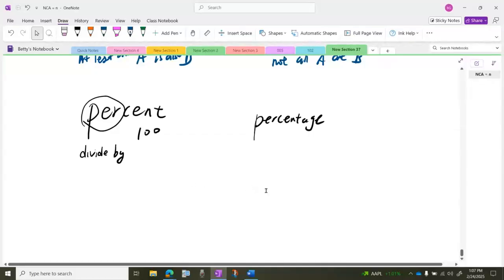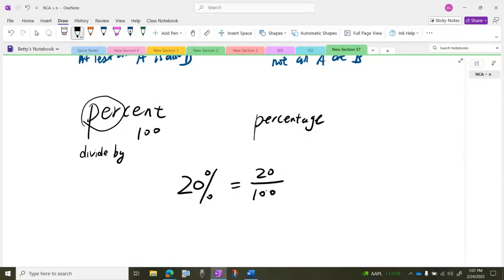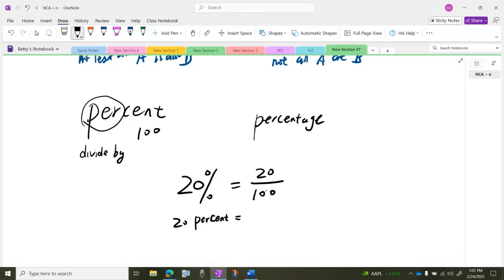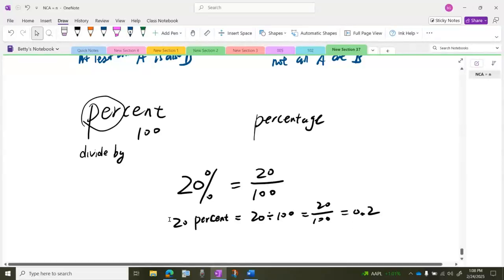Percent, again, means divided by 100. If we have 20%, 20% means 20 divided by 100. Okay? Remember, percent means divided by 100. Simply, it means 20 divided by 100, and that is 20 over 100. If you use your calculator to divide the numerator 20 by the denominator 100, you have 0.2. 0.2 is the equivalent decimal of 20%.